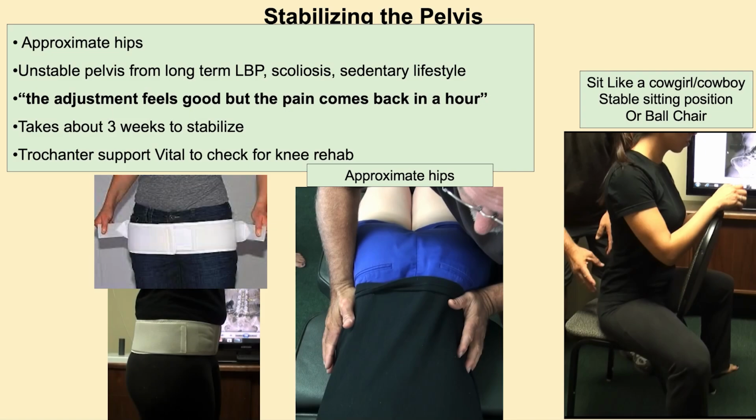Also, stabilizing the pelvis is hugely important. When you're looking at stabilizing the pelvis, there's no muscle that crosses the posterior aspect. And in scoliosis, people typically have ligaments 2.5 times more flexible than normal.